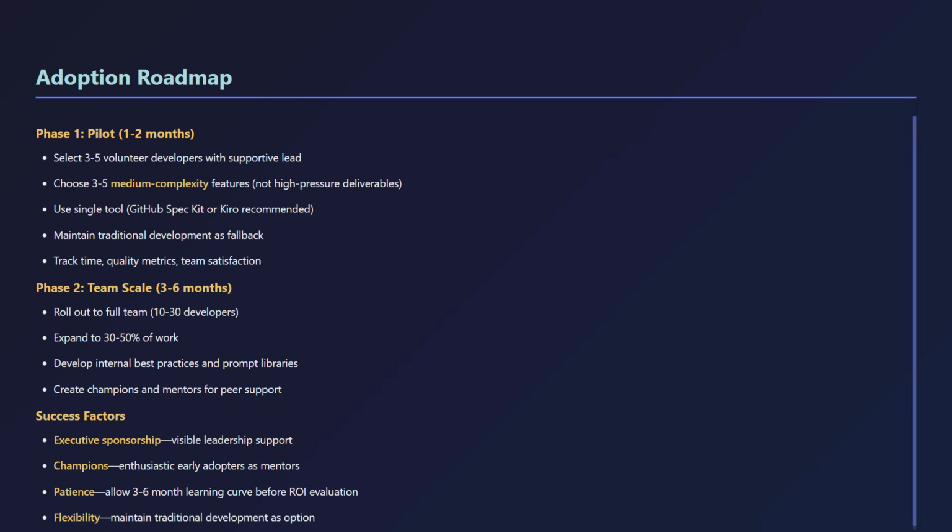Phase 2 is team scale over 3 to 6 months. Roll out to the full team of 10 to 30 developers. Expand to 30 to 50% of work, not 100%. Develop internal best practices and prompt libraries. Create champions and mentors for peer support.